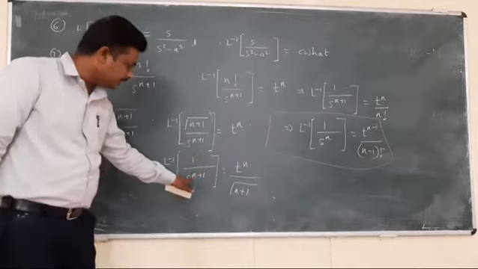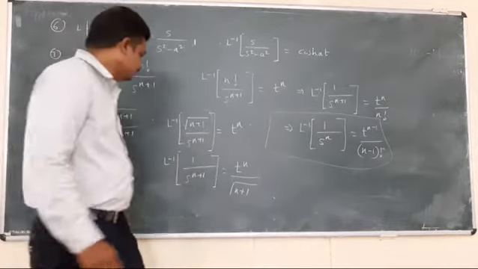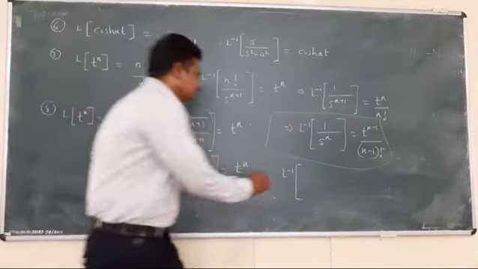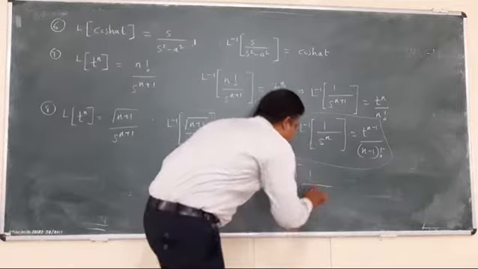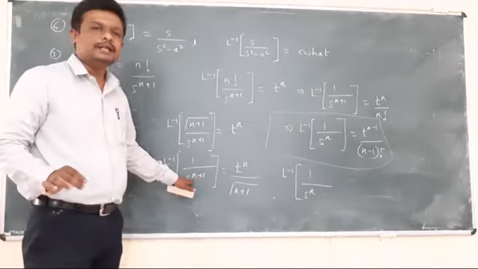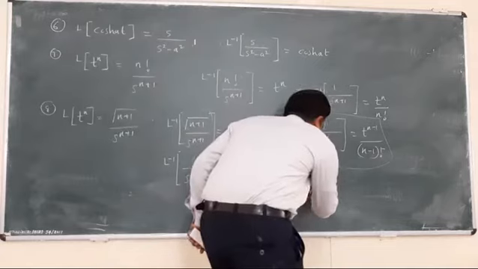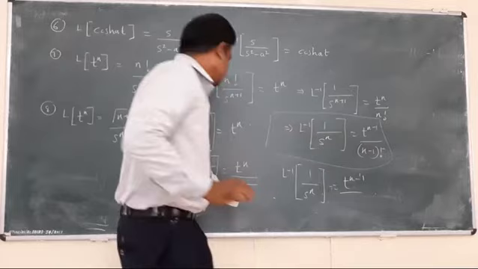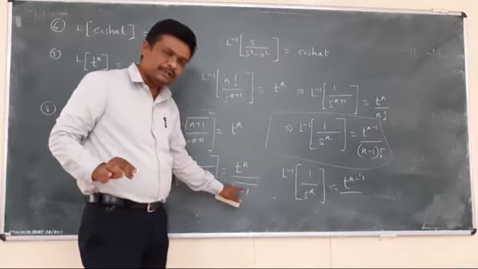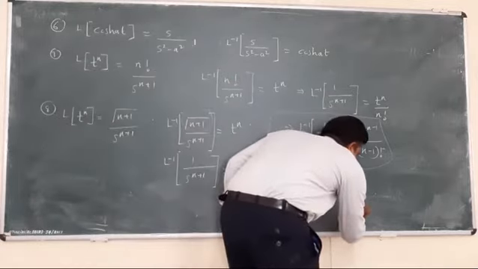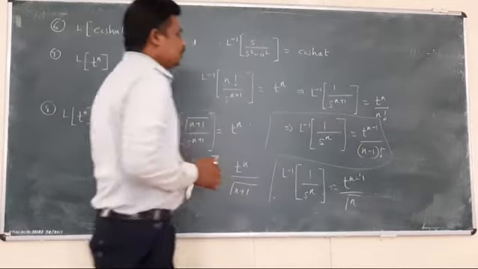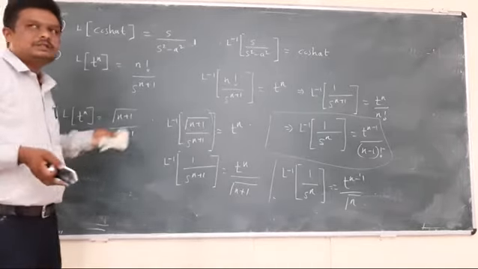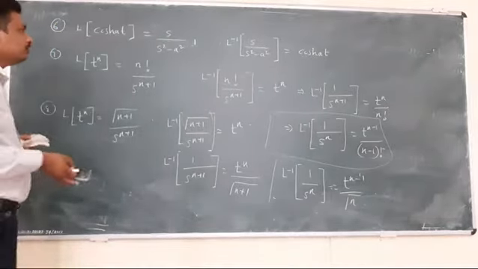While solving the example, I am not going to use this formula. I will simplify this one. Again I will replace n by n minus 1 on both sides. Therefore L inverse of 1 upon s raised to n, if I replace n by n minus 1, this implies t raised to n minus 1 upon gamma of n, since minus 1 and plus 1 get cancelled. So this is for rational numbers. Now we will solve some examples based on the standard formulas.